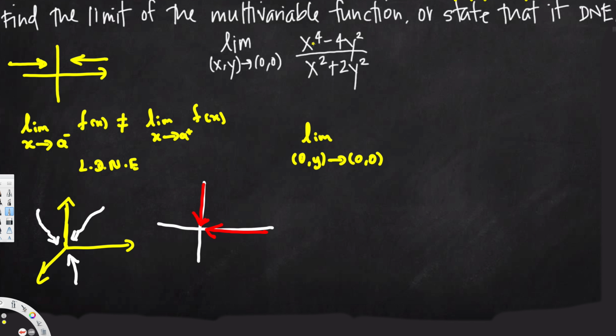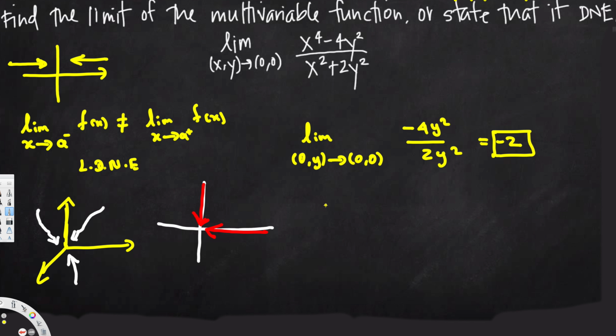Now if we plug 0 for this x and this x, we are going to have the value that's going to be negative 4y square over 2y square. And from this one we can see that y square cancels, and finally we will end up with negative 2. Now since we don't have anything else, we are getting a constant, so that's going to be our limit when we take the limit along the y-axis.